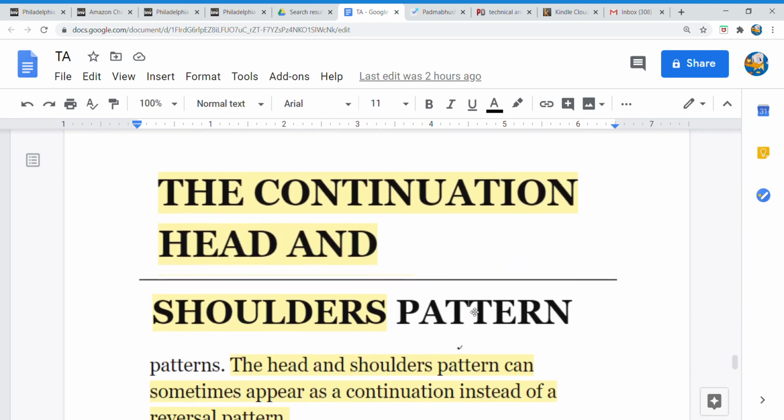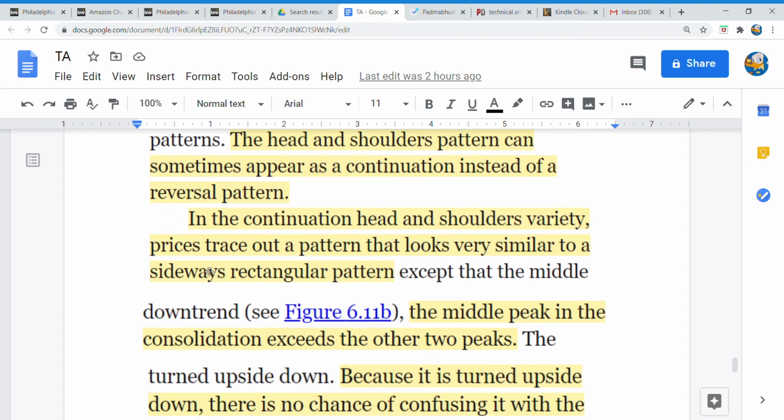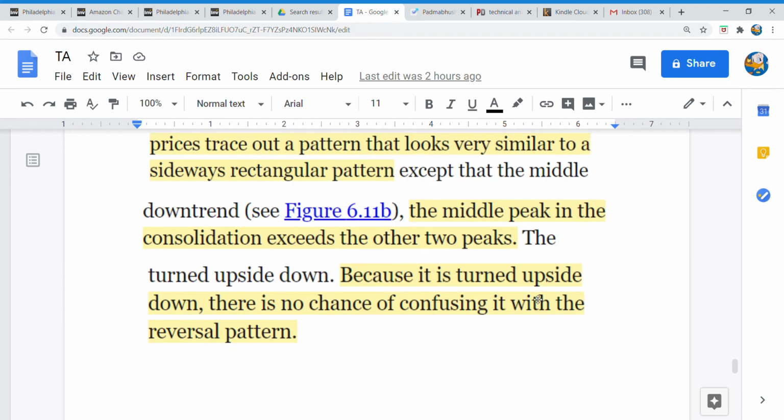Then the continuation head and shoulders pattern. The head and shoulders pattern can sometimes appear as a continuation instead of a reversal pattern. In the continuation head and shoulders variety, prices trace out a pattern that looks very similar to a sideways rectangular pattern. The middle peak in the consolidation exceeds the other two peaks. Because it is turned upside down, there is no chance of confusing it with the reversal pattern.